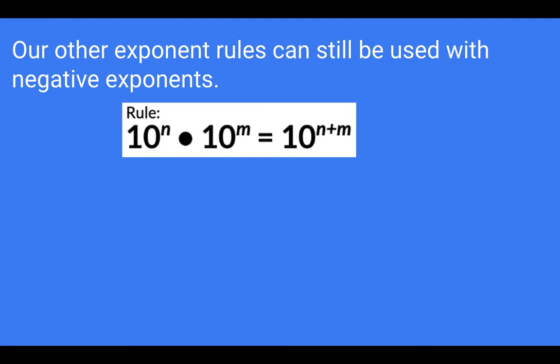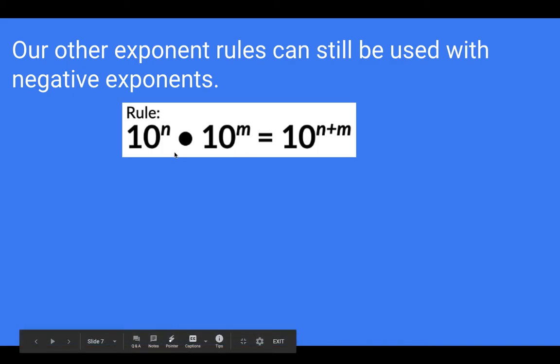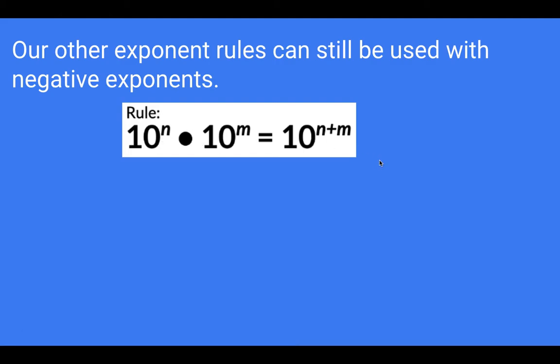So our other exponent rules can still be used with negative exponents. So if we remember, when we're multiplying powers like this, we're going to keep the base and add our exponents. So we're going to be following the same rules with negative exponents. In this case, we have 10 to the negative 8th power times 10 to the 2nd power.